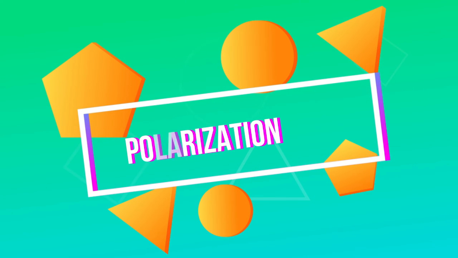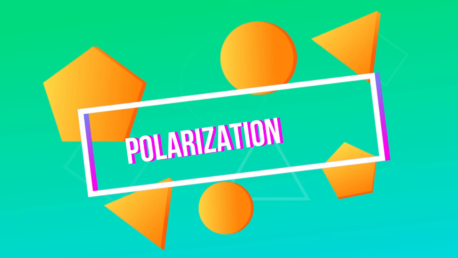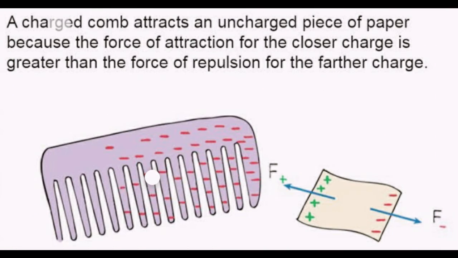Next is charging by polarization. There are no free electrons to transfer throughout the insulating material. When a charged rod is brought near an insulator, there is a rearrangement of the positions of charges within the atoms and molecules. This effect is known as polarization. During polarization, one side of the atom or molecule is induced to be more positive or negative than the opposite side. An example is a charged comb attracting an uncharged piece of paper, because the force of attraction for the closer charge is greater than the force of repulsion for the farther charge.